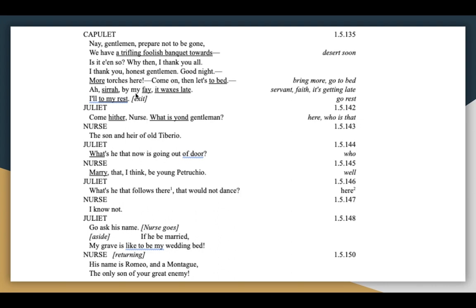Ah, Sirrah, by my fate, it waxes late. So wanes and waxes talks about the moon. So it's getting late. Everyone go to bed. I'll to my rest. So the party's ended and he leaves. Juliet walks away with the nurse.